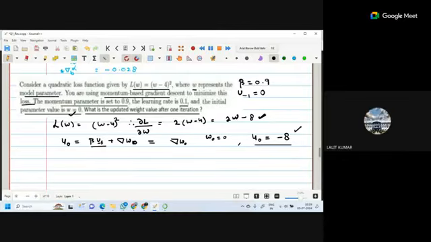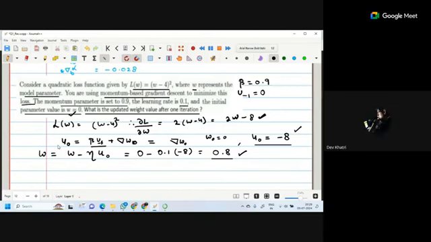Yes, sir. Okay. So now your new W will become W minus mu into U0. W is 0, mu is 0.1, into minus 8. This will become 0.8. So this is the W. Is that correct? Yes, sir. Okay. So have you got the concept, how I solve this? Yes, I got it.